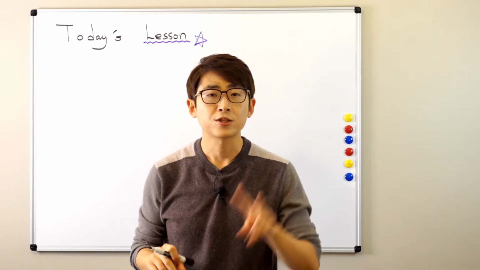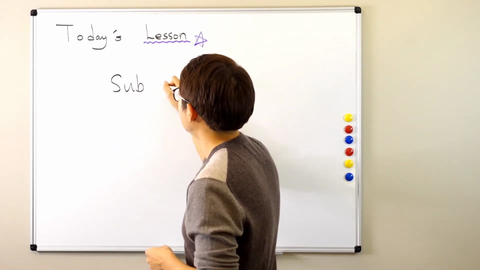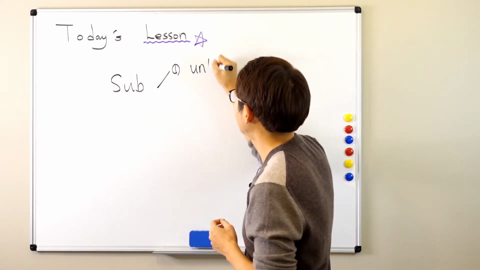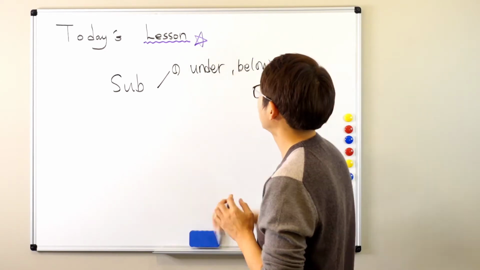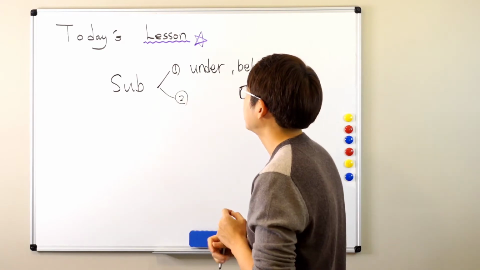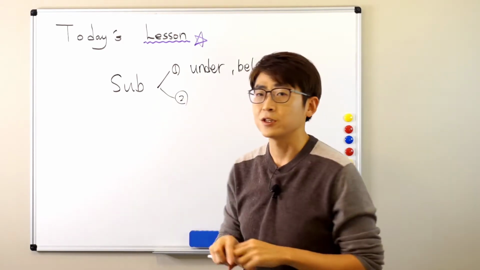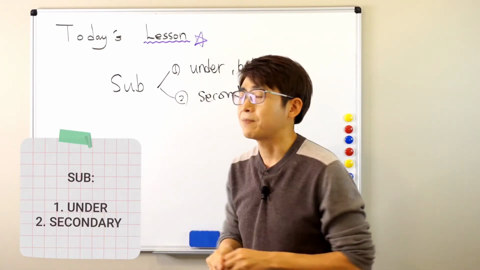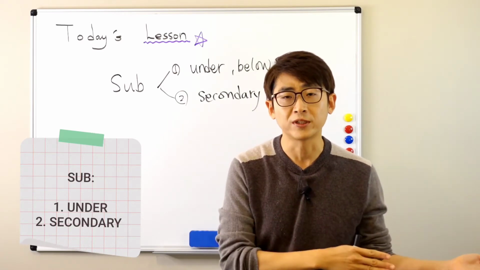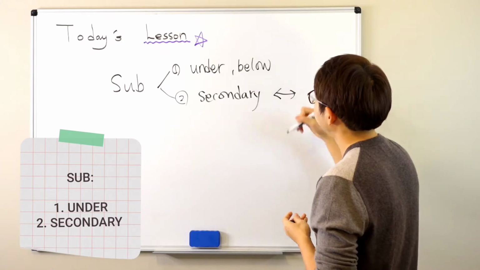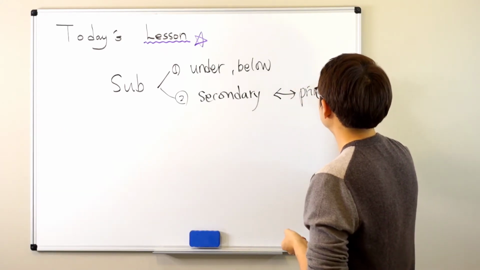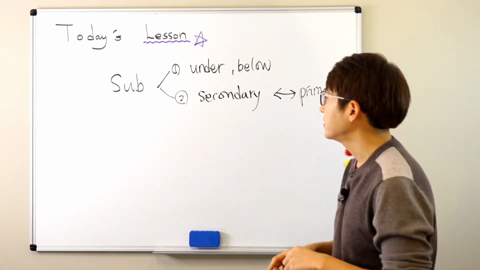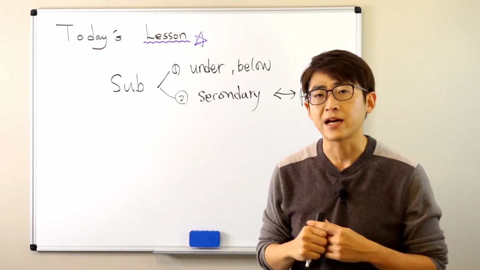So the prefix sub has two major meanings. The first one, we use it to describe something's position: under, below. And another example that we use is we use sub to describe a secondary meaning. Something that happens after, something that is less important. So primary means something that is very important, and secondary is it's pretty important but not as important as something that is primary.